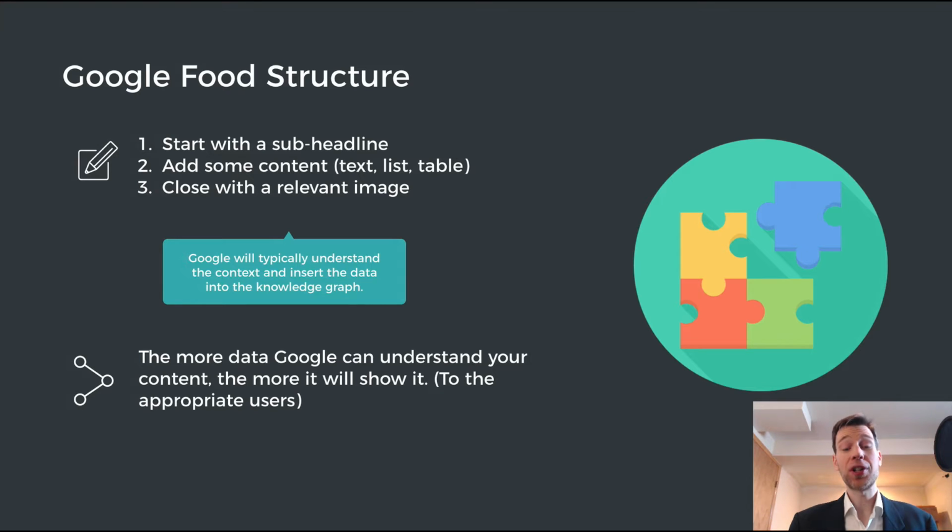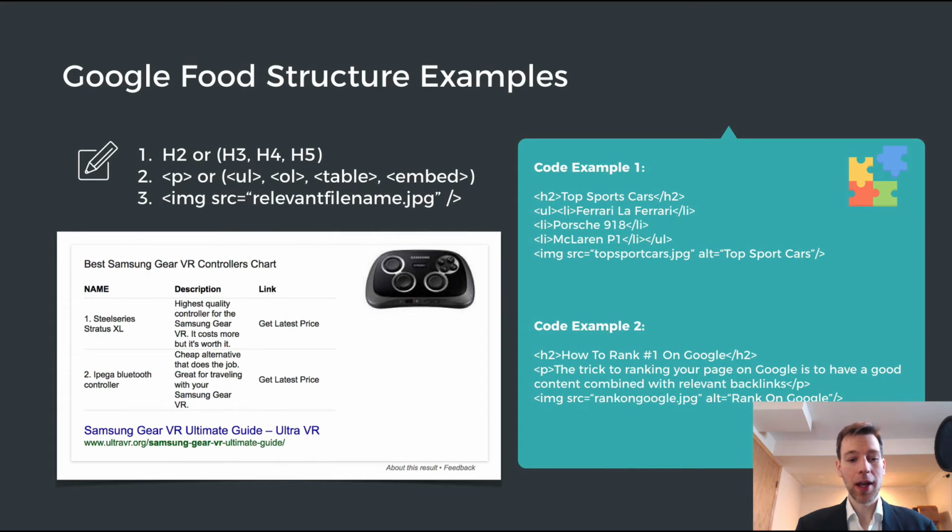If you're putting out a bunch of gibberish on your page and Google can't understand it, then Google is less likely to show that to your users. The more Google can understand your content, and this is the perfect way of structuring your content so Google can understand it, the more Google is likely to show it to everyone on the internet, which rewards you. So let's go into a specific Google Food example. What I did on the left-hand side is I have an H3 that says best Samsung Gear VR controller chart. That was my subheadline.